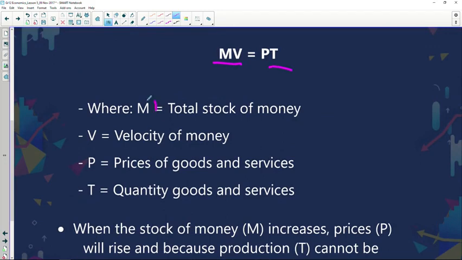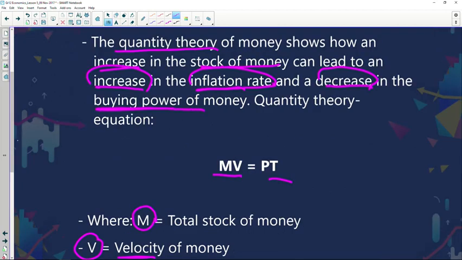So M represents the total stock of money, and V is the velocity of money. P will be the prices of goods and services. T is the quantity of goods and services. Okay, so we've got the total stock of money, we've got the velocity, we've got the prices, and over here we've got the quantity. So what does this all mean?